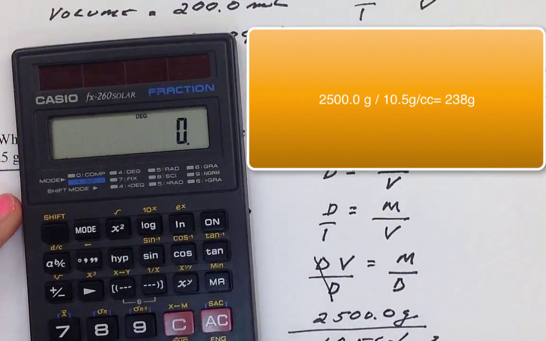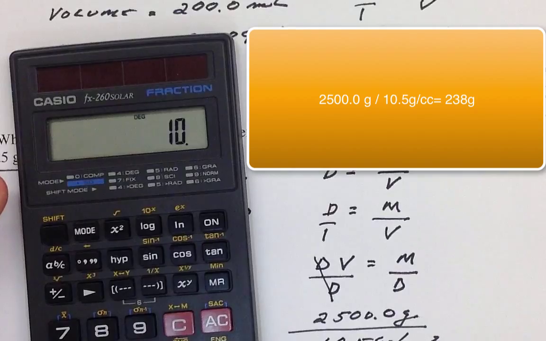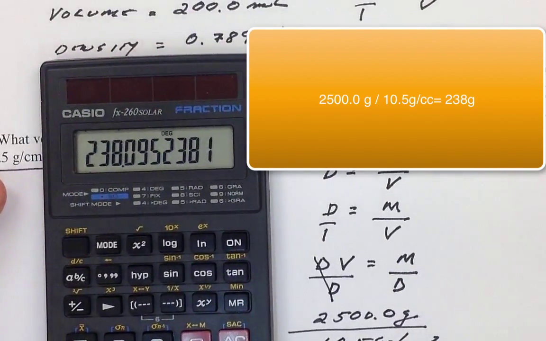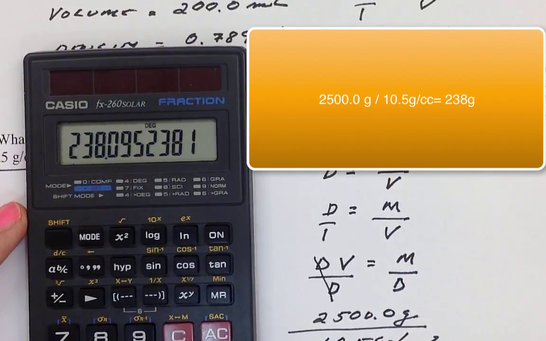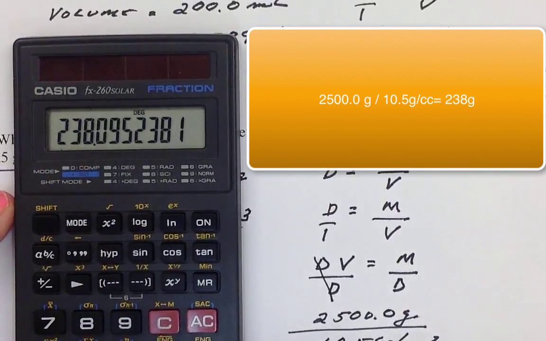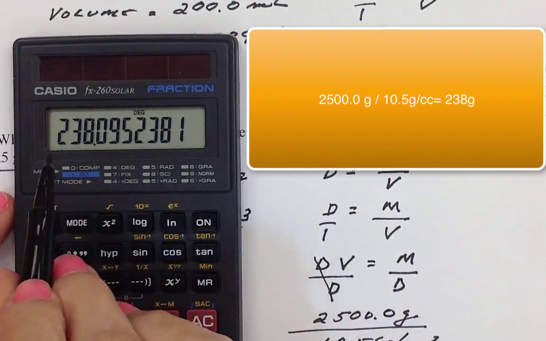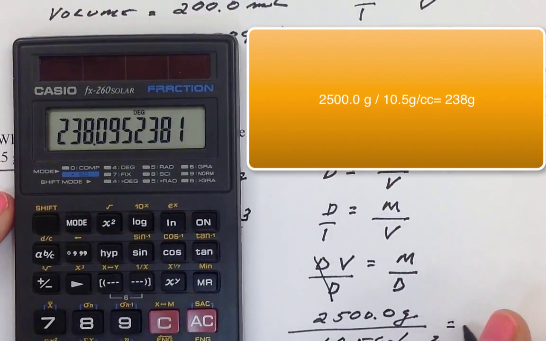I pull in my trusted calculator. 2,500.0 divided by 10.5, and that'll be equal to 238.1 if I round off. But I have 3 significant digits here, so I'm going to leave it at 3 significant digits. So that gives me 238.